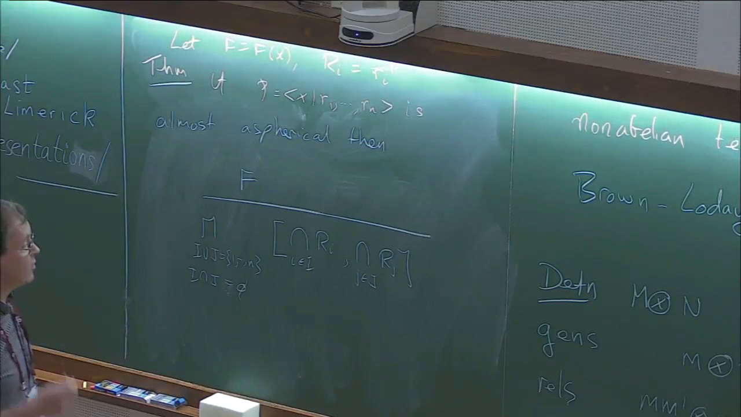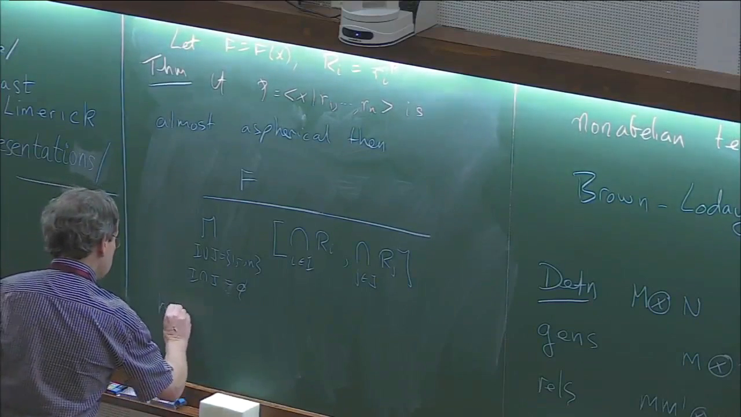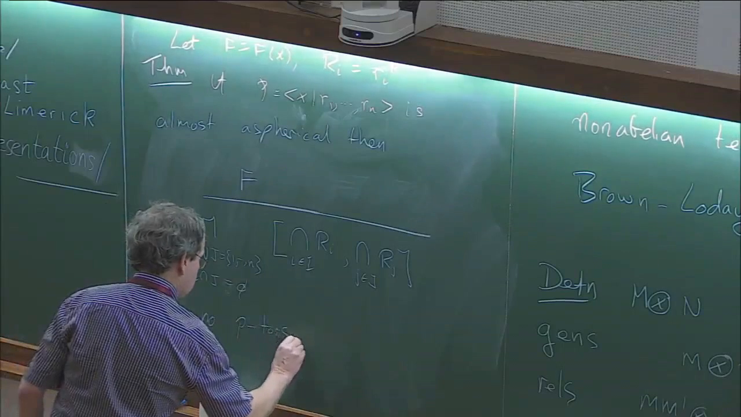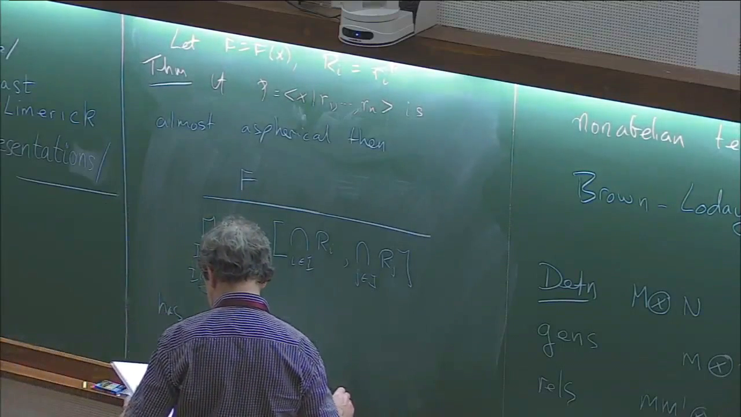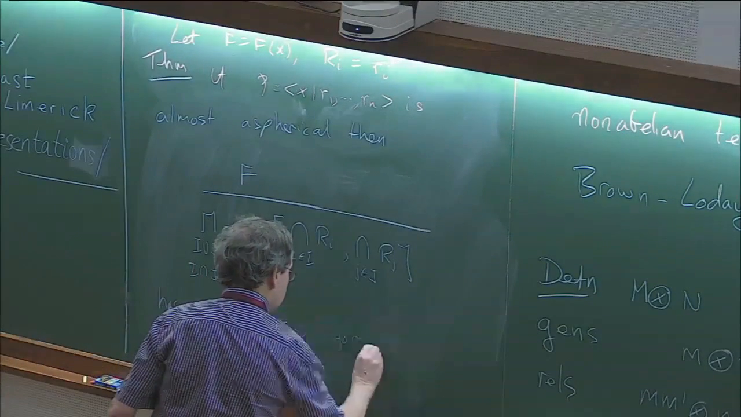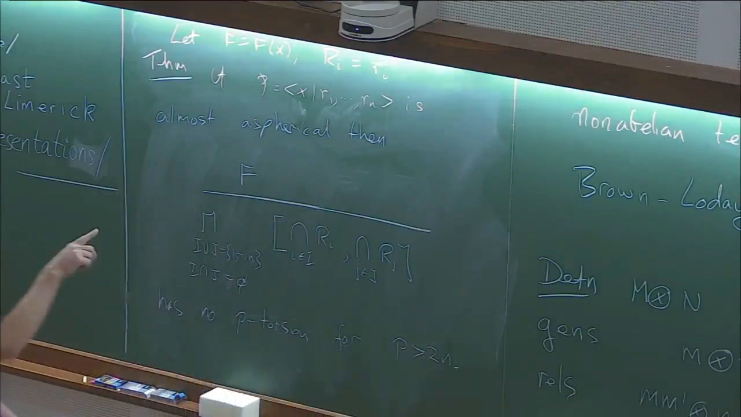Now, why you would want to look at that, I'm not sure, but it's a difficult thing to look at. And one thing that you can say is that, for example, this has no p torsion. Let me get it correct. For primes p greater than 2n.